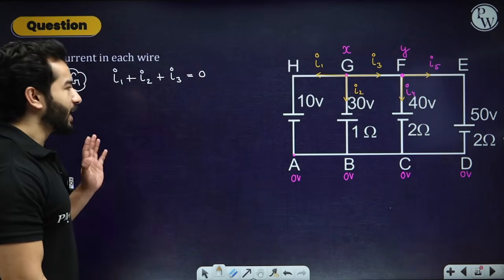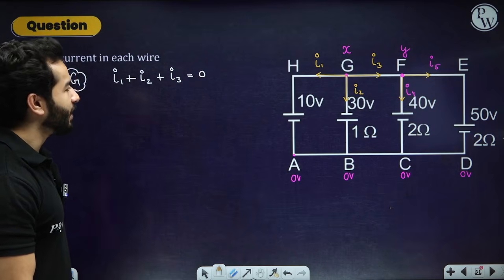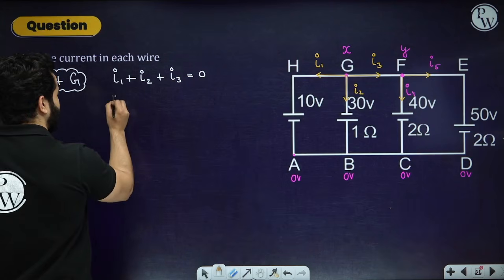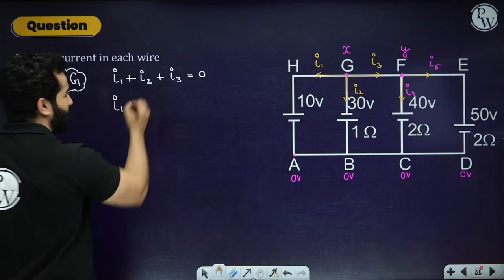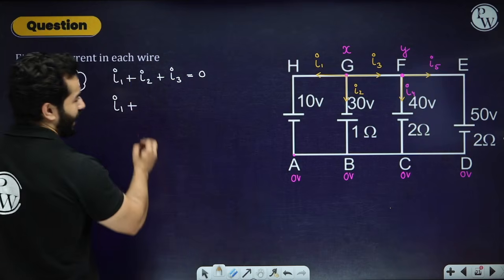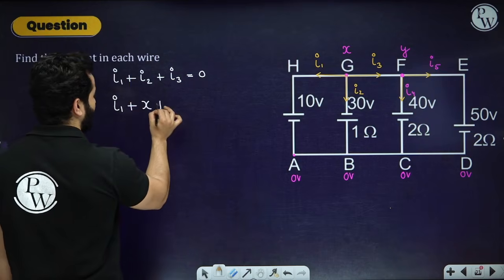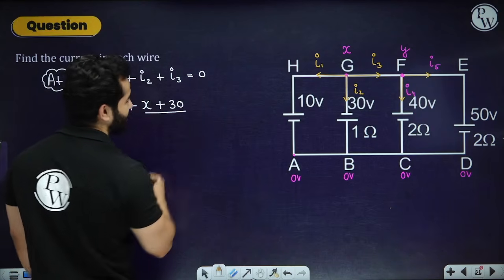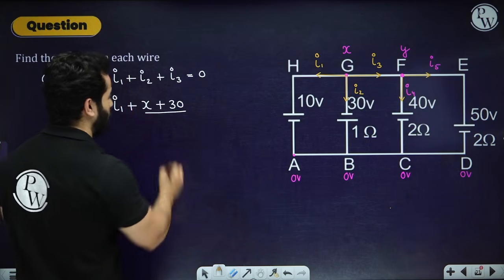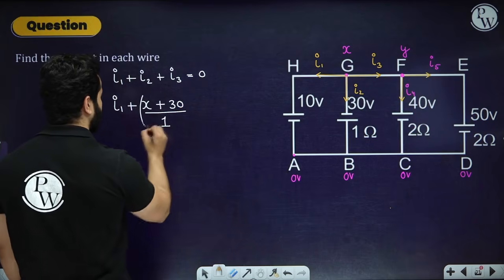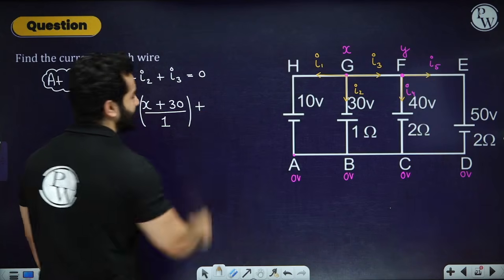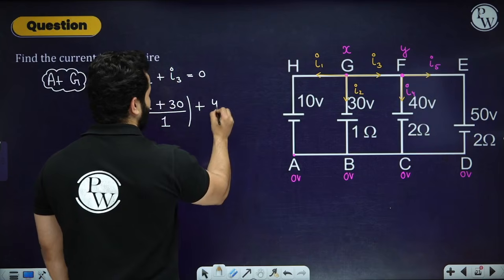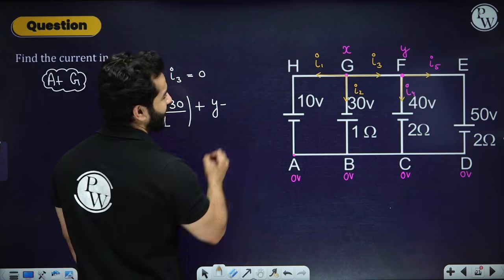Now I don't know what I1 is, right? I don't know what I1 is. So what I'm going to do is keep this I1 as it is. I'm going to write I2 as (X plus 30) divided by 1, plus I3, I'll write I3 as Y minus X.